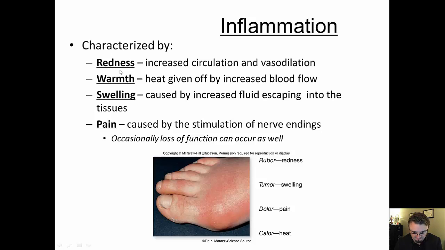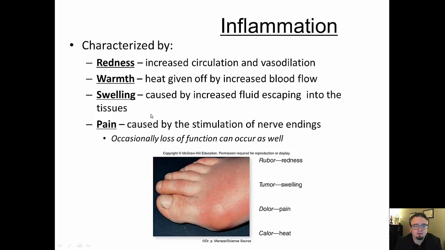So redness, the color, is actually given off by increased concentrations of red blood cells. Same as the warmth. You have more blood flowing to the area. Blood carries warmth, and so the tissue gets slightly warmer. Swelling is caused by the fluid itself. Fluid is literally leaking out of the blood vessels into the tissue.